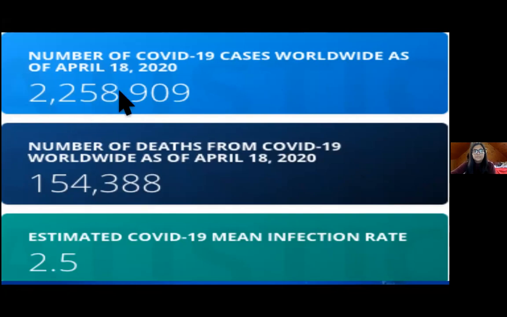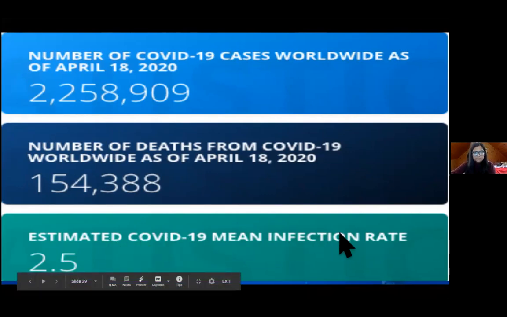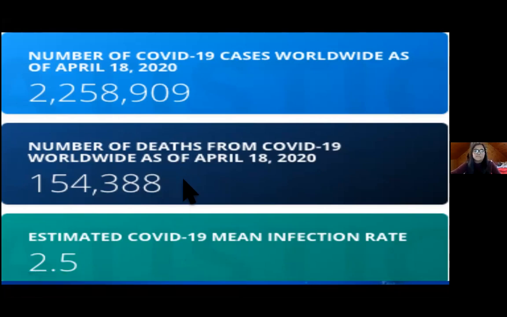So number of COVID-19 cases worldwide as of today is 2,254,388. Estimated mean infection rate is 2.5. But a lot of the times these numbers are not completely representative, because there are some countries which, because of political reasons, have decided to skew the numbers.